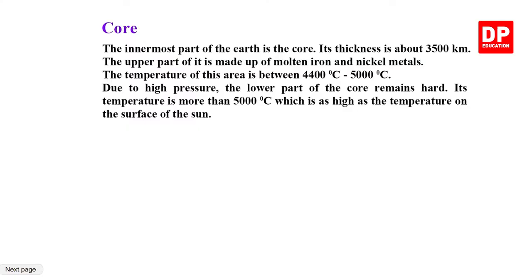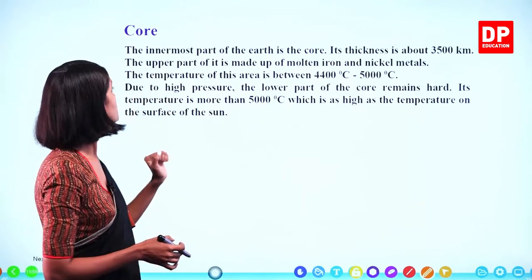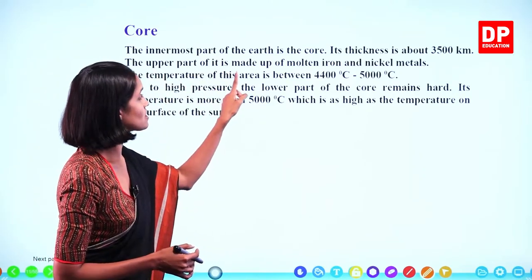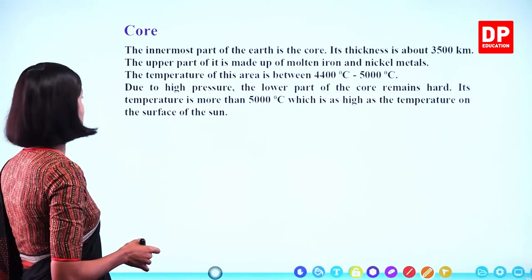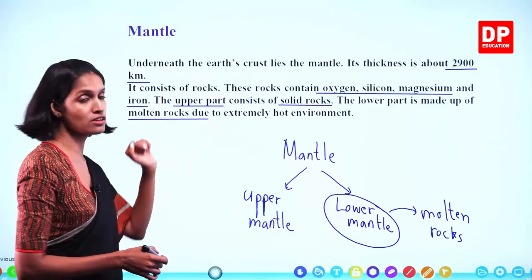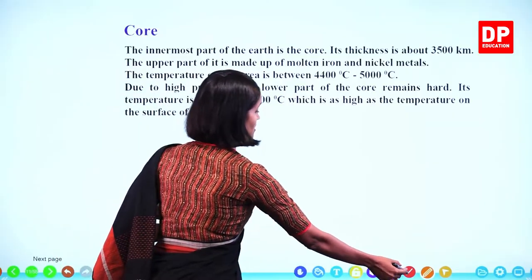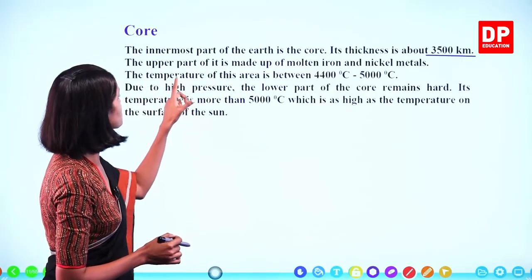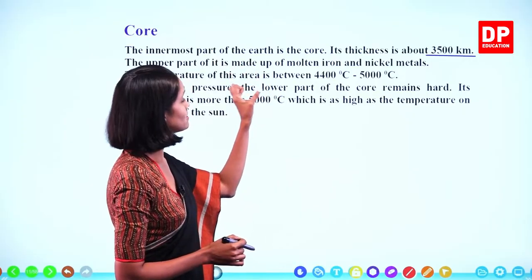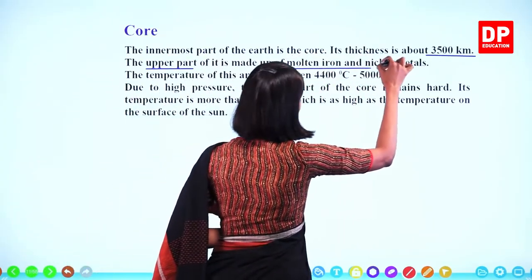And the innermost layer of the earth is known as the core. And the core is, as I mentioned earlier, the thickest layer, right? The innermost part of the earth is the core. Its thickness is about 3,500 kilometers. Now here, this is 2,900 kilometers, and the thickness of the core is even higher, 3,500 kilometers. The upper part of it is made up of molten iron and nickel metals, right?